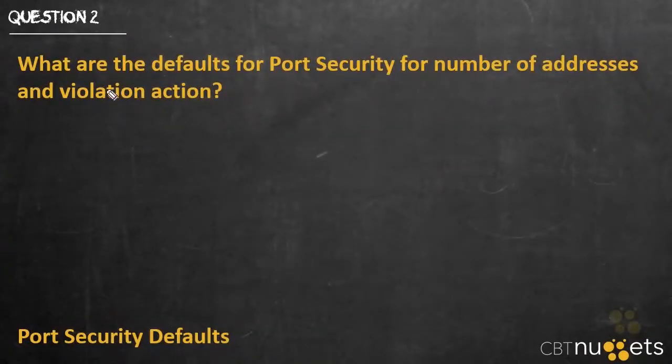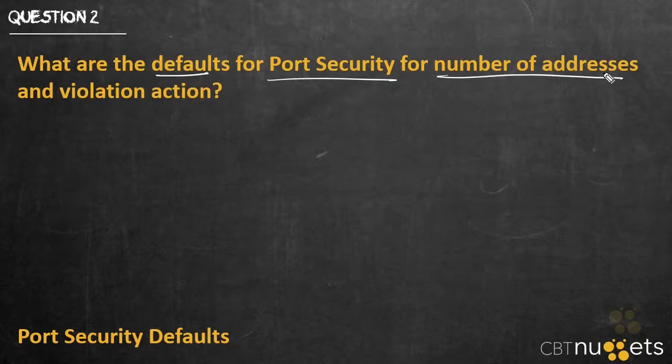And question number 2, regarding port security: what is the default for the number of MAC addresses it's willing to tolerate? That's how I like to think of it when the feature is enabled. And what is the default violation action if more than that number of MAC addresses shows up on that port?